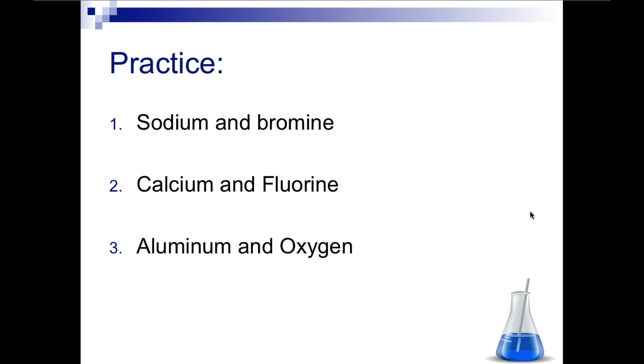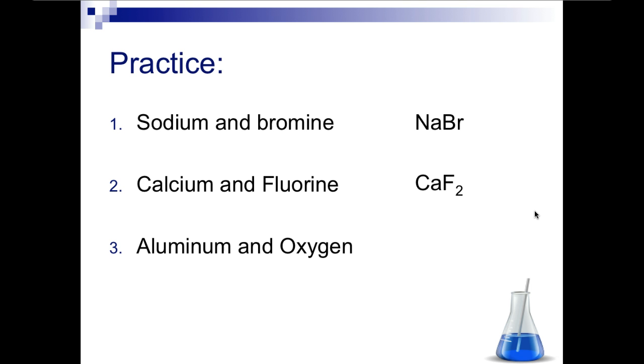All right, welcome back. For sodium and bromine, you should have come up with NaBr. Sodium is going to be plus 1, bromine is minus 1. When you crisscross them, you get NaBr. For calcium and fluorine, you should get CaF2. Calcium's in column 2, has 2 valence electrons, so its charge will be plus 2. Fluorine's in column 17, so when it gains that 1 electron, it'll be minus 1. When you crisscross your charges, you get CaF2.